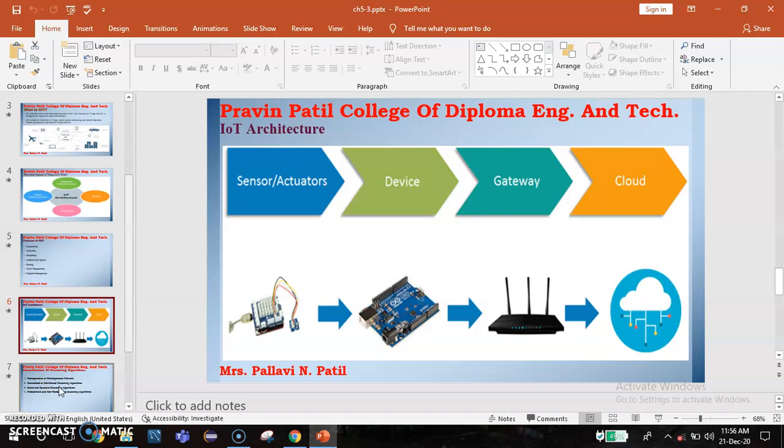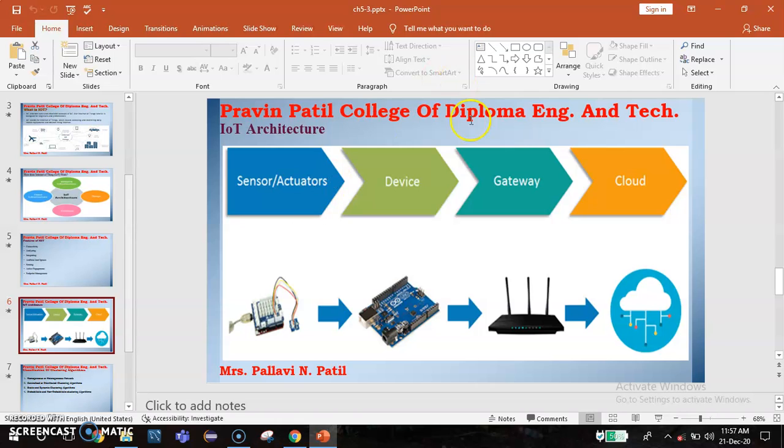These are the different components of IoT architecture: sensor, actuator, device, gateway, and cloud. Let's see the first, sensor and actuator. Sensors and actuators are devices that are able to emit, accept, and process data over the network. These sensors and actuators may be connected either through wire or wirelessly.